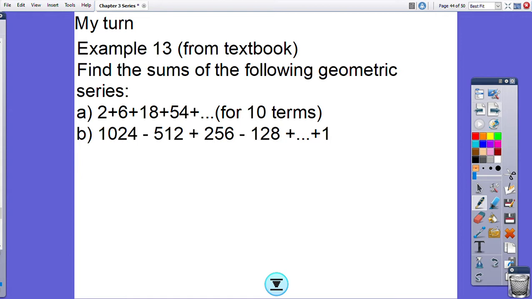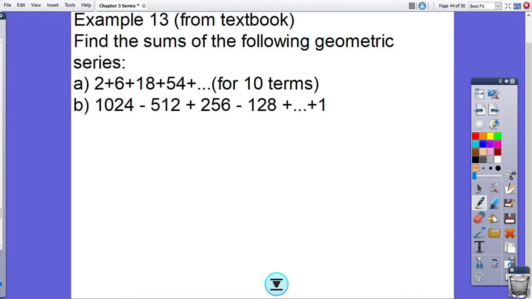Right, here we have some geometric series. What we're going to do here is work out what they're equal to using the formula that I have just shown you. So if we look at a, first of all, we can see that a is equal to 2, r is 3, we're multiplying by 3, and there are 10 terms because the question says so.